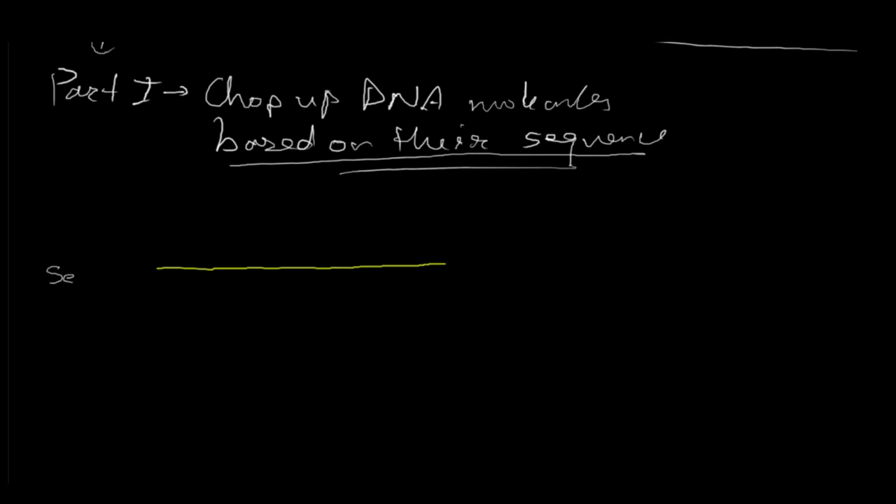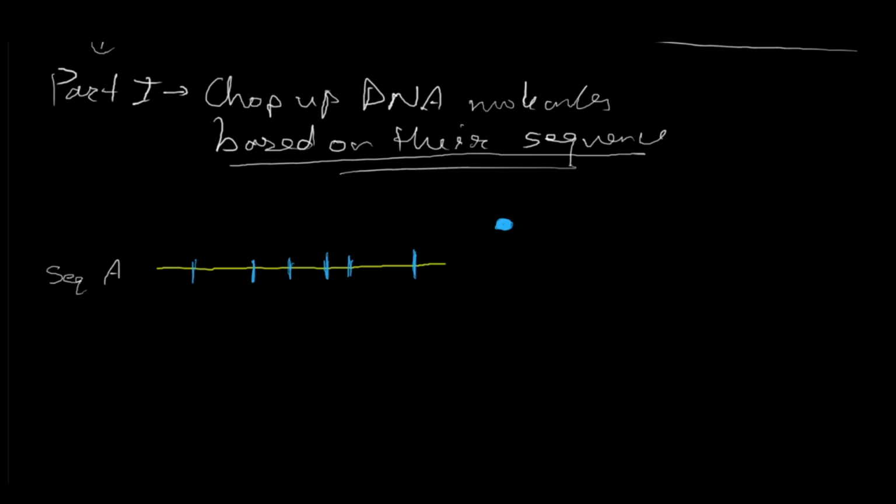I'm just going to call it sequence A, and what I'm going to do is treat this with some chemical. Let's just call it chemical X for now. So I'm going to treat this sequence of DNA with chemical X, and what chemical X is capable of doing is making cuts on the DNA. It might make a cut here, here, here, here.